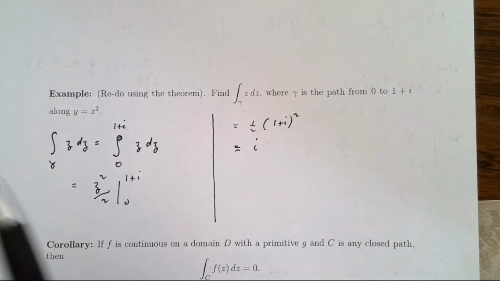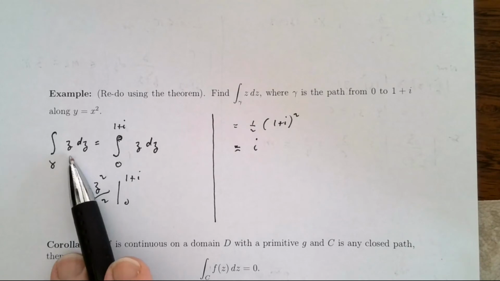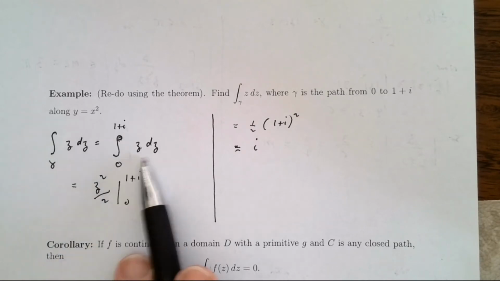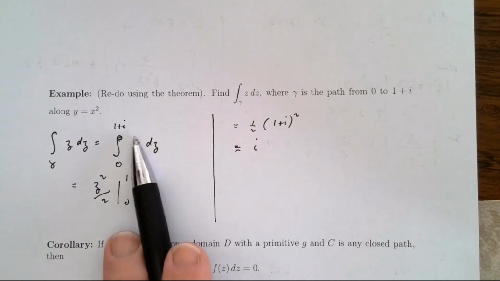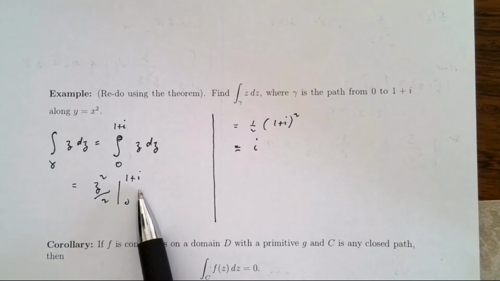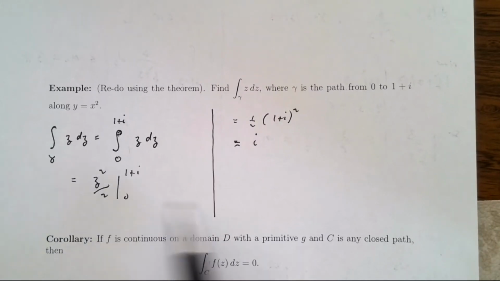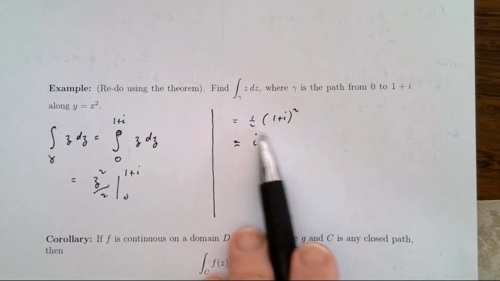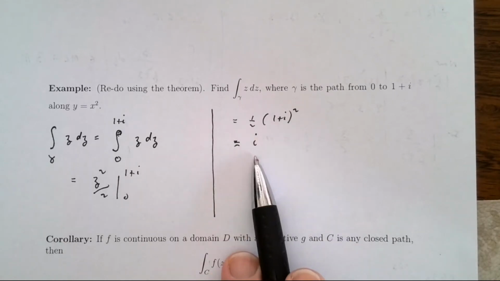So our theorem says you can simply think of this as a definite integral from 0 up to 1 plus i of z dz. Write down your analytic primitive of z, which is z squared on 2, from 0 to 1 plus i. Put in the endpoints and subtract, which gives me that. And when you expand it out, you get i, which is the answer we got before.